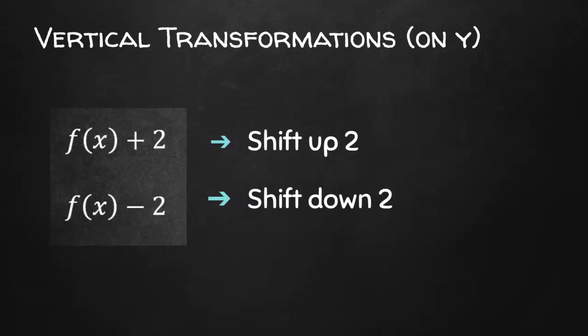We're going to look at vertical transformations first. These transformations happen on the y's. Now, f of x is your function, and the plus 2 represents that you will shift up 2, and the minus 2 represents that you will shift down 2.